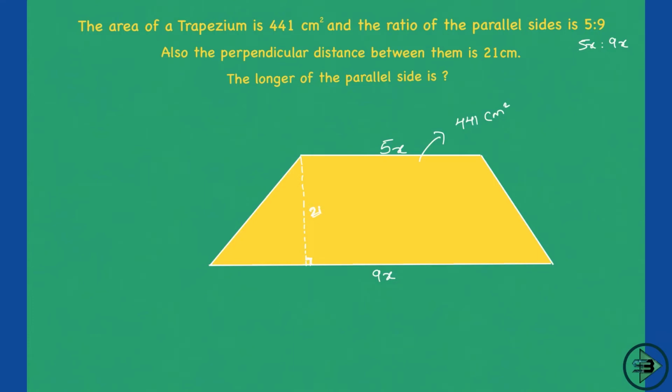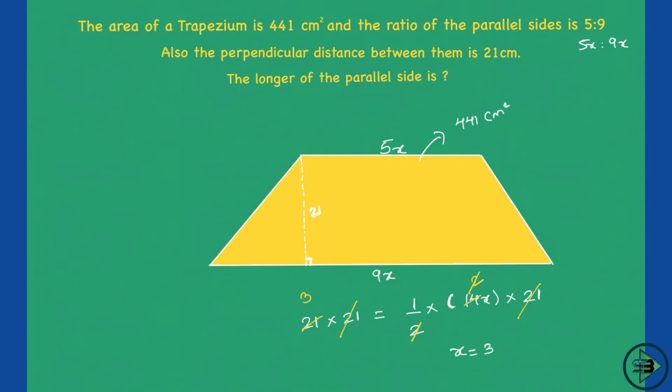Now apply the formula. What is the formula for area of a trapezium? That is half into sum of the parallel sides into height. Sum 9x plus 5x will be 14x. Height is 21. That is the area of the trapezium, but that is given to me as 441, which is nothing but 21 square. So this will be equal to this. Now just cut 21. 21 gets cancelled. 7 2s are 14, then 2 gets cancelled. What do I get now? x is equal to 3.